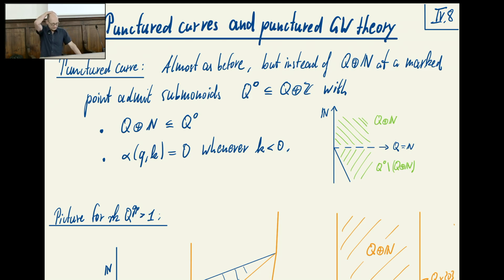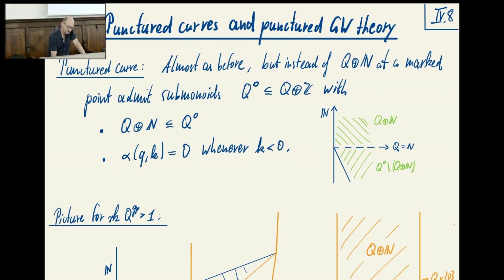So a punctured curve is almost as before, but before, at the marked point, we had these Q direct sum N monoids. Now we allow bigger submonoids of Q direct sum Q-group direct sum Z, namely containing Q direct sum Z, and there are two conditions. First, it should at least contain Q direct sum N. That's the stuff coming from the marked points. And whatever you add, whenever this k in here is less than 0, you want the alpha morphism.